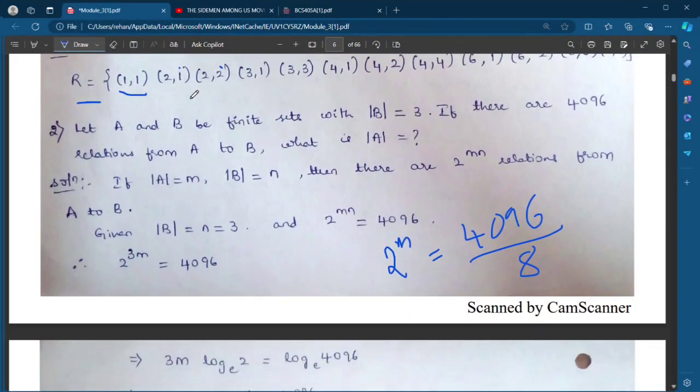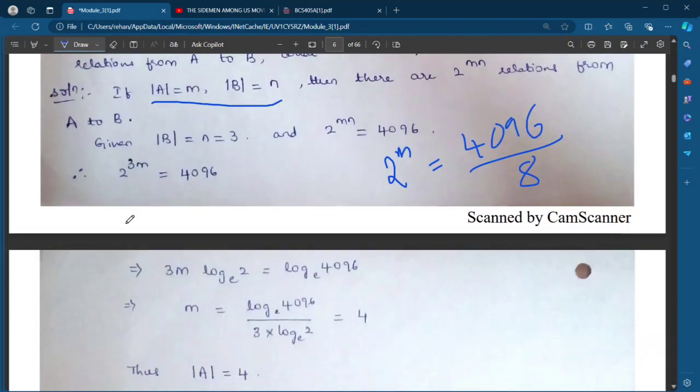The second question: let A and B be finite sets with |B| = 3. If there are 4096 relations from A to B, what is |A|? In the previous video, where I was explaining the Cartesian product, I gave this formula: given |A| = m and |B| = n, there are 2^(mn) relations from A to B. Given n = 3 and 2^(mn) = 4096, I can substitute n = 3, so 2^(3m) = 4096.